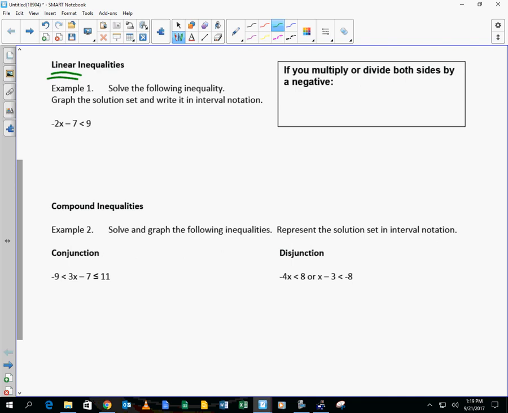Yep. Second's quadratic. So we add the 7 and we get negative 2x is less than 16. What do I do when I divide by the negative 2? Yeah, I flip the sign. That has everything to do with our number line and the fact that 2 is less than 8, but negative 2 is greater than negative 8, right? That's just the way our number line works, okay? So if you multiply or divide both sides by a negative, switch the sign.